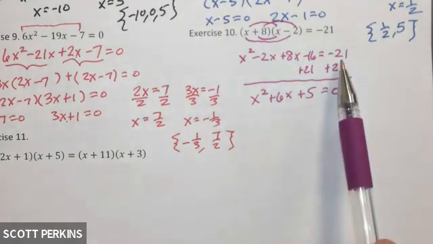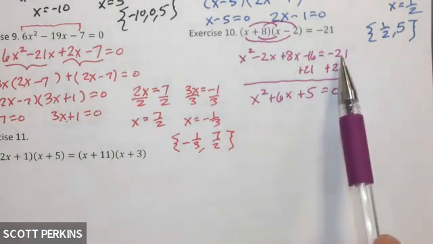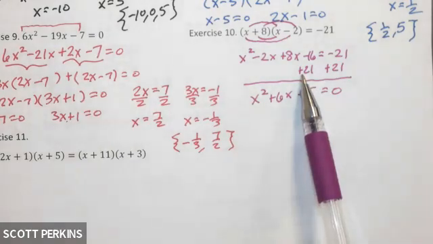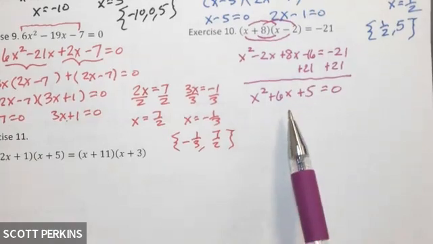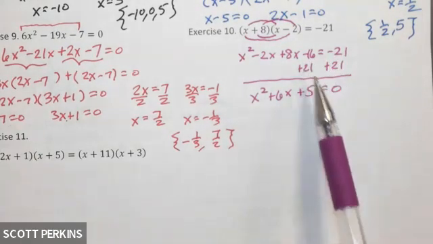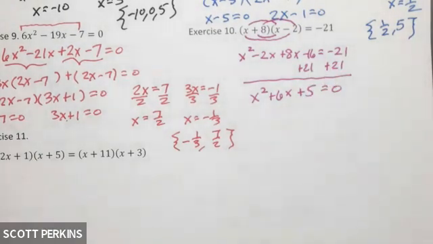Then the second thing you told me to do was get this -21 over to the other side, so I add it to both sides. When I combine my like terms, I got x squared, -2x plus 8x is 6x, -16 plus 21 is 5. It's now equal to 0.